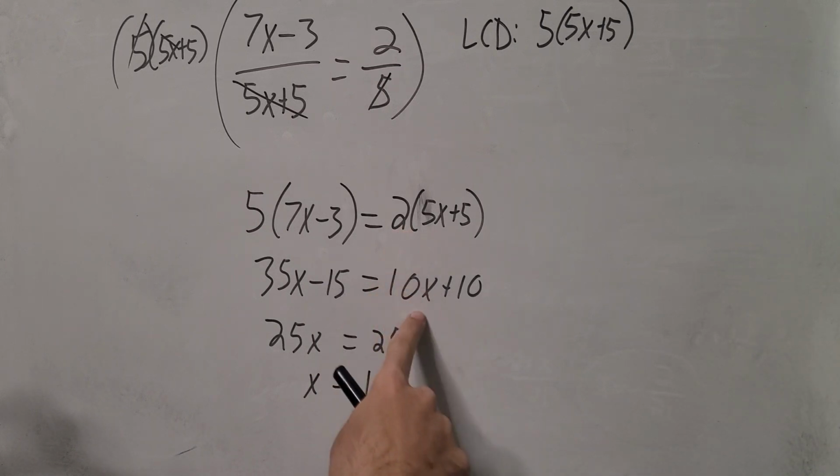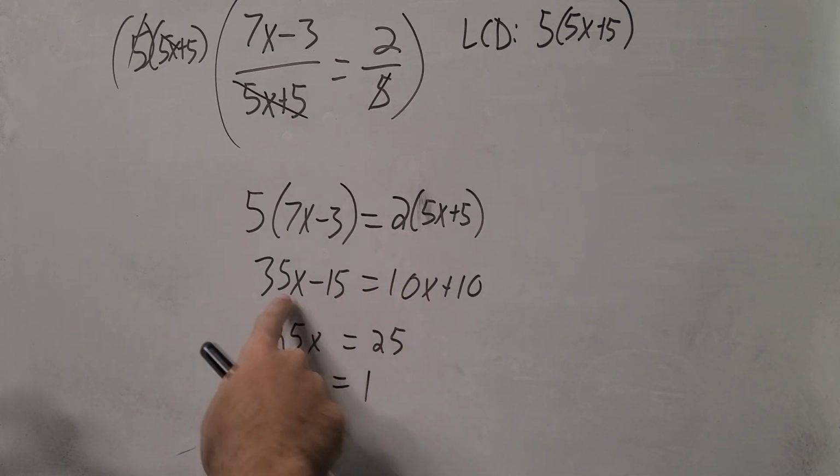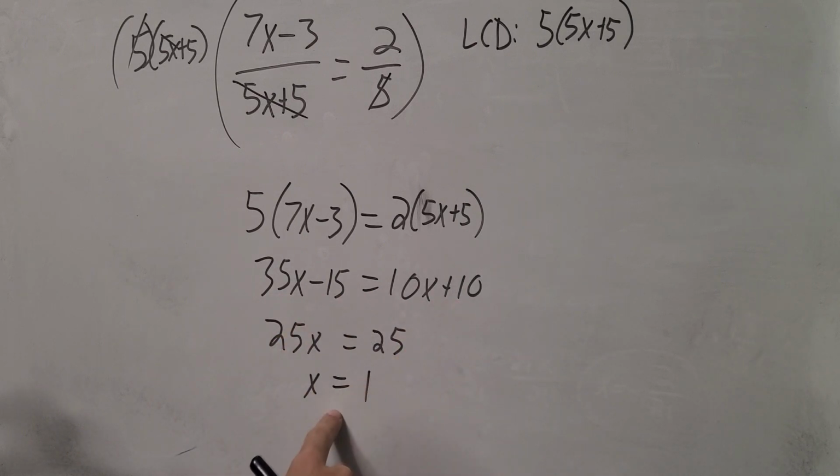I did that pretty quick. Hold on, let me double check. Subtract the 10x, add the 15. Yeah, we're looking good. x equals 1. If you're comfortable with this method, stick with it, all right? Just use it every single time. Every single time you have fractions, eliminate those fractions. Use the LCD to eliminate those denominators.